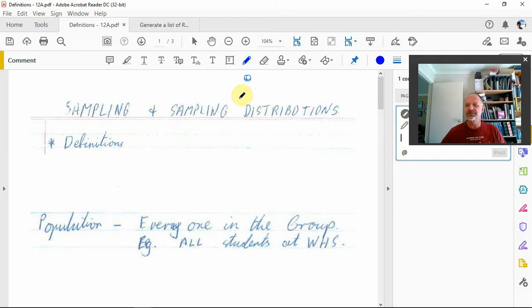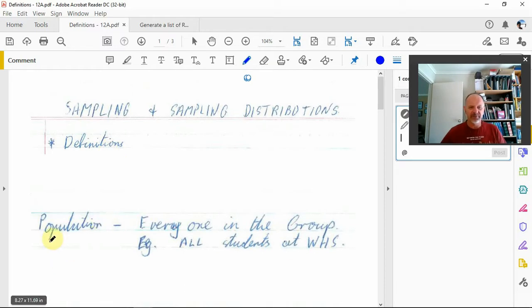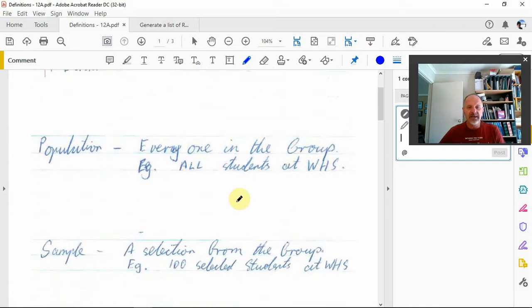Okay, so some definitions today, and it's quite a short one, just a few questions. Population is everyone in the group. An example here is all students at WHS, so a population doesn't have to be a country. It can be a particular group, so all students at Wangaratta High School would be a population if that was all you were looking at. A sample is a selection from the group. So say we chose 100 out of the students, then that's a sample.